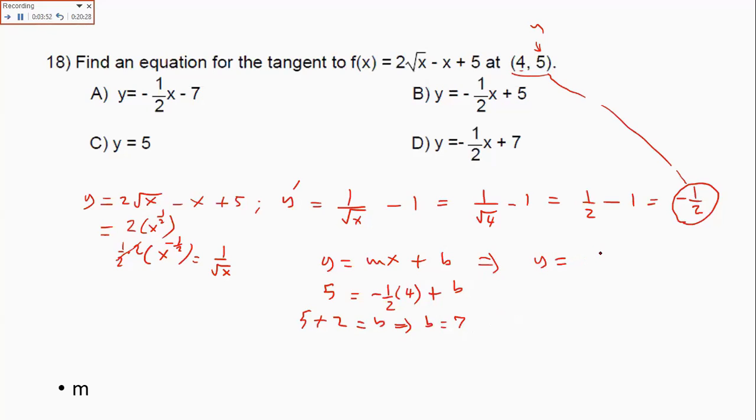That means this equation will be y equal to m, which is negative half, x plus b, and b is equal to 7. So it's equal to negative half x plus 7. Okay, negative half x plus 7, I think it is D.